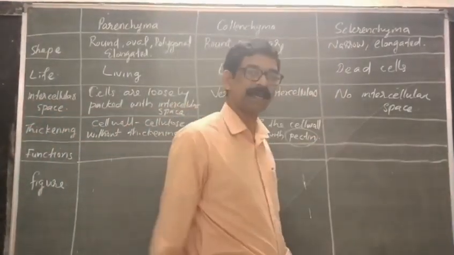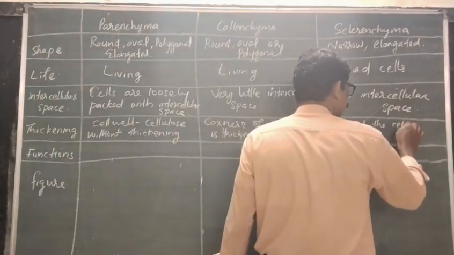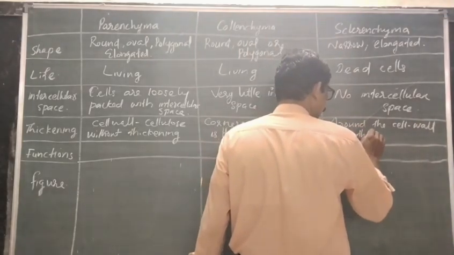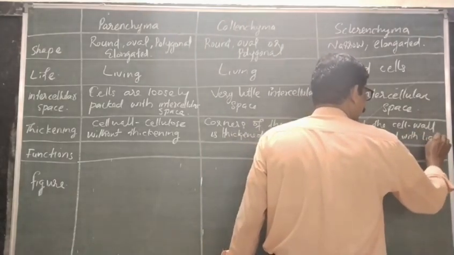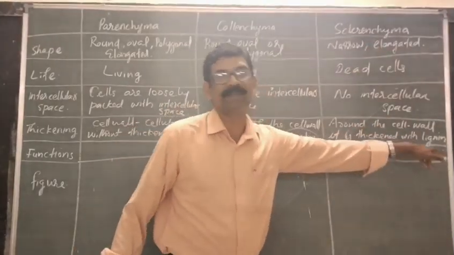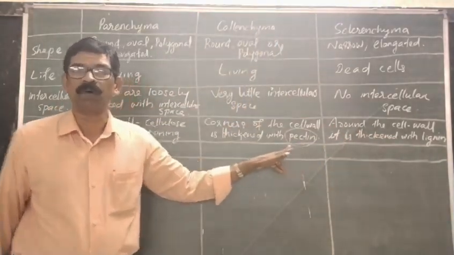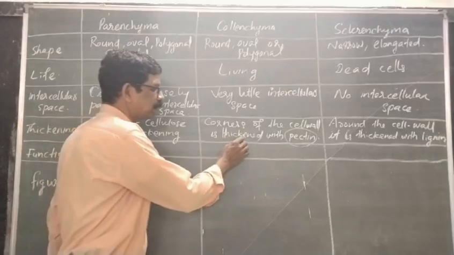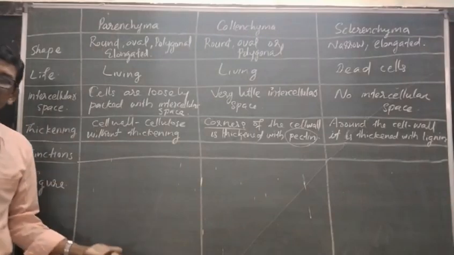And next, in case of sclerenchyma, around the cell wall it is thickened with a substance called lignin. So in sclerenchyma, lignin is the thickening substance, and in collenchyma, pectin is used for thickening. But the thickening will not be all around; it will be thickened only at the corners of the cell. And in case of parenchyma, no thickening at all.